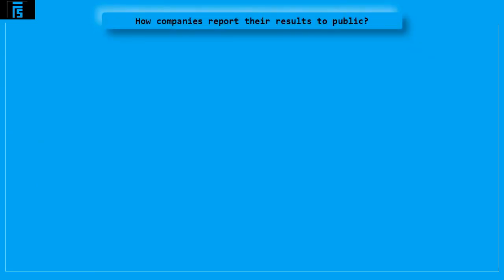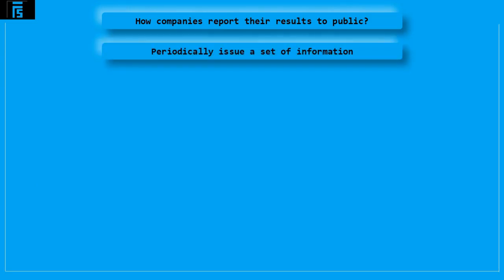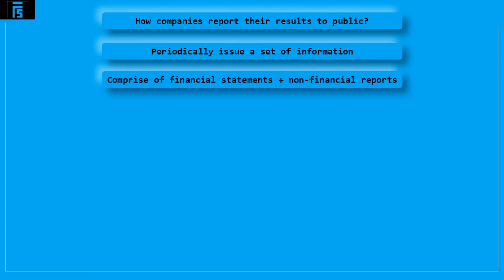Let us now concentrate on the way companies report their results to the public. Depending on jurisdiction, a publicly traded firm has to periodically issue a set of information to the market. Such a set typically comprises the financial statements, which in many countries have to comply with international financial reporting standards, as well as non-financial reports, as required by local commercial law and stock exchange regulations.